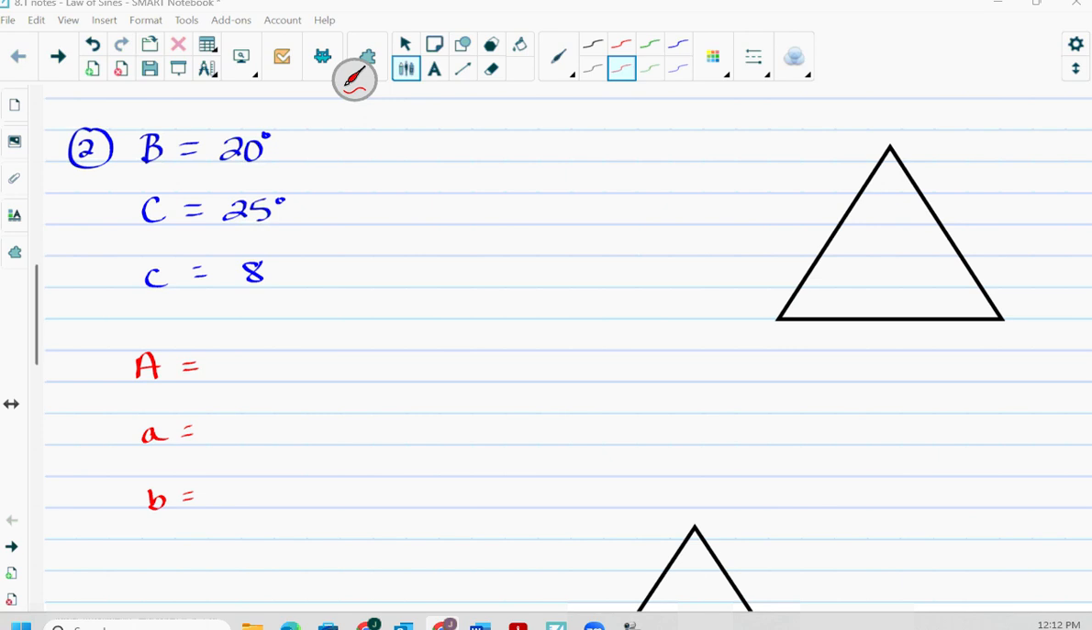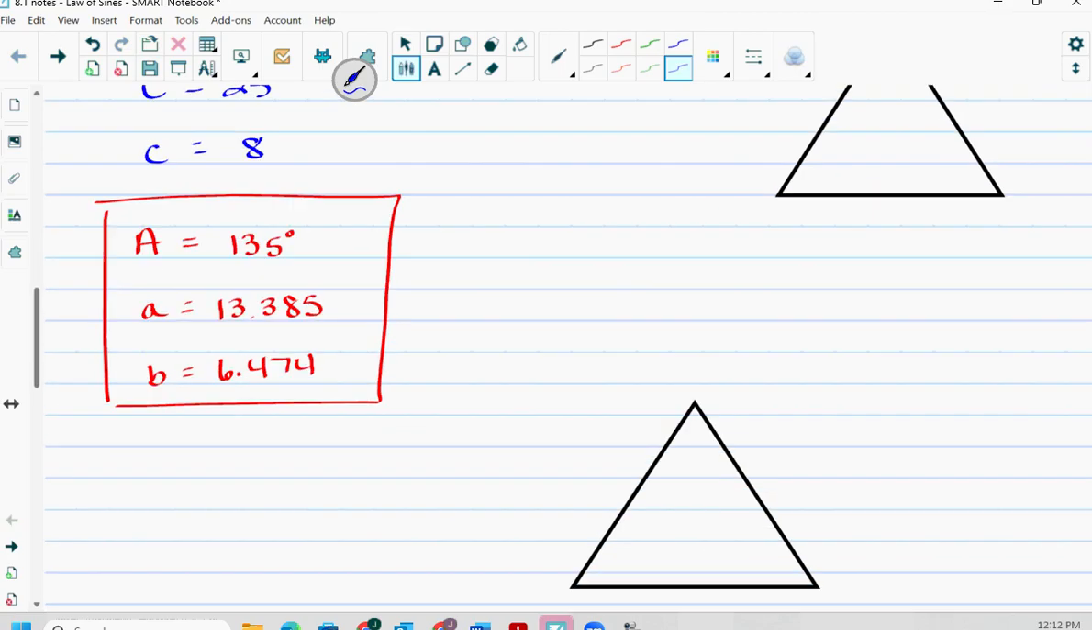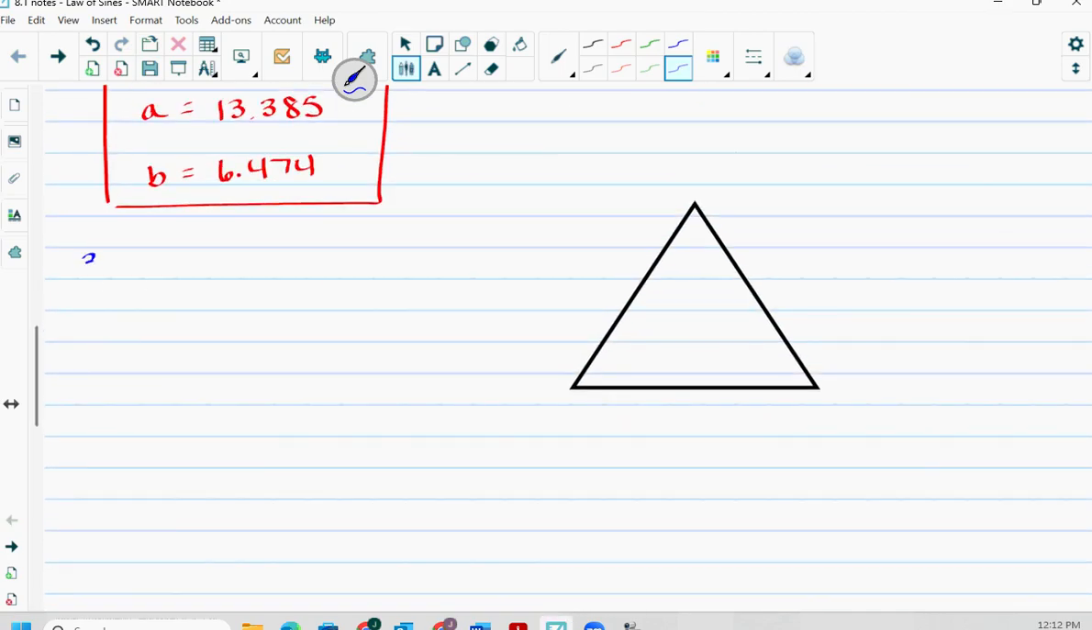All right, guys, what do we get for angle A? 135. What about side A? Yep. And side B? Okay. All right, how are we doing so far, guys? Okay. We've just got 2 left and then a reminder of angles of elevation and depression. And that's it for notes today, okay?